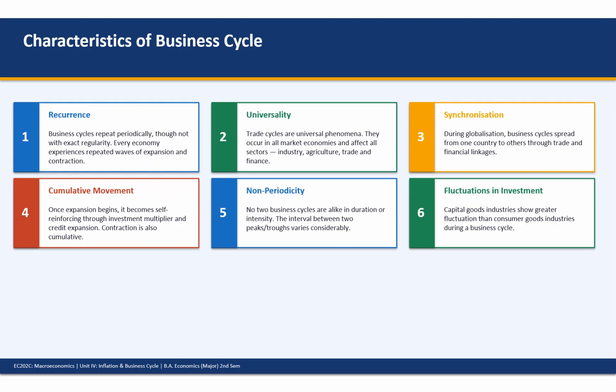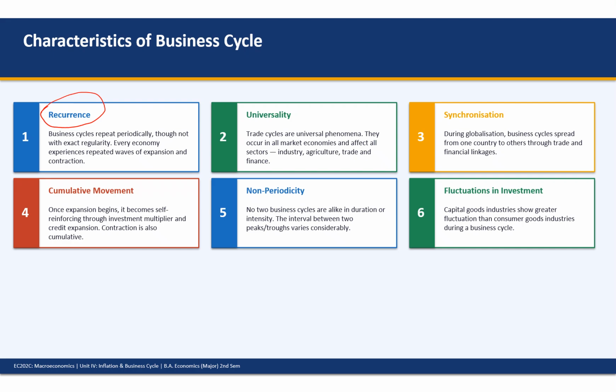Now, let us go through the characteristics of a business cycle. The first characteristic is recurrence, which means business cycles repeat again and again over time. The exact timing may change, but economies keep moving through the waves of expansion and contraction. For example, a country may enjoy growth for some years, then face slowdown or recession later, and after that begin recovering again. That repeated pattern is what recurrence means. That means the cycles will repeat again and again after a certain period of time.